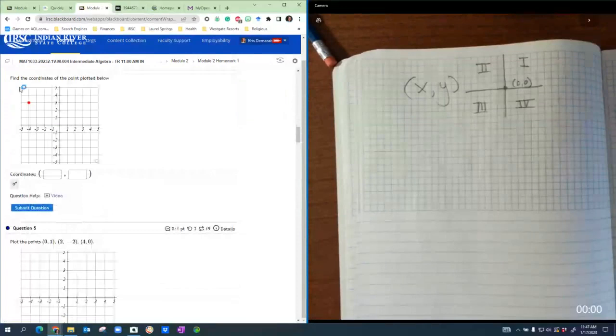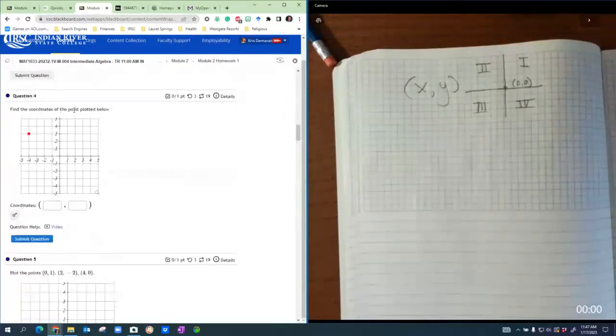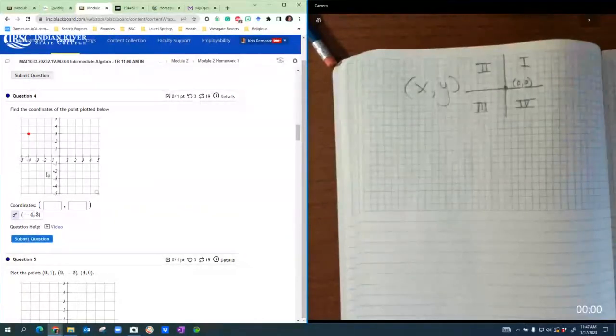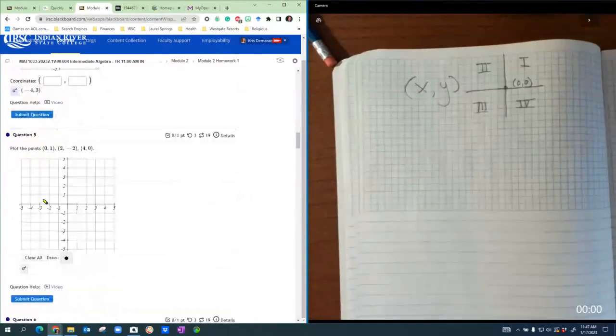Okay. Now, finding the coordinate of the point plotted, we're going to go ahead and label the x first, -4, 3. So always label the x and then the y. So always over and then up. Plotting the points 0, 1, we're going to go 0, 1, so that's right here. And then 2 over, down 2, and then 4, 0. So 4 and then 0.